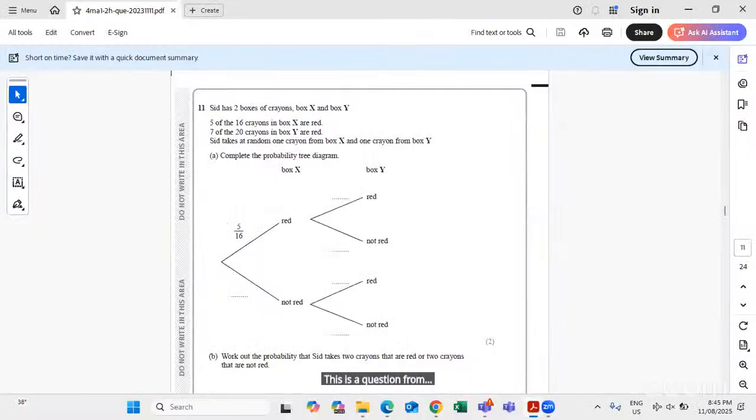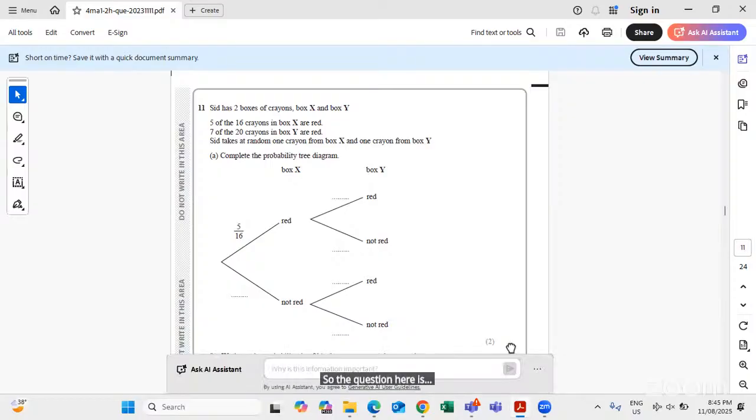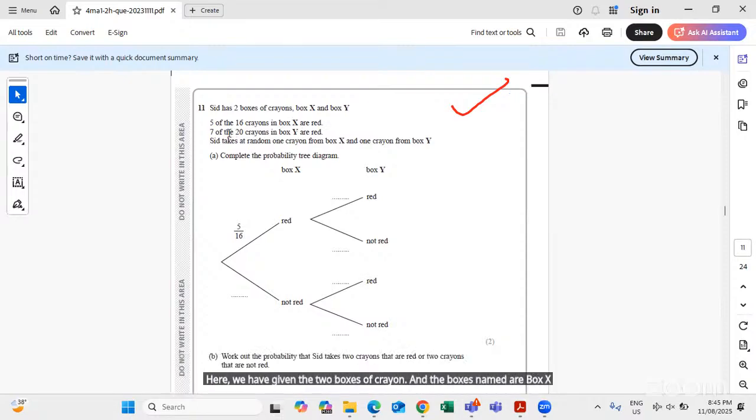So in this lesson, we are going to discuss this question. This is a question from Pearson Edexcel IGCSE, Higher Tier, Paper 2, November 2023. The question is: Sid has two boxes of crayons. Here we have the two boxes of crayons, and the boxes are named box X and box Y.